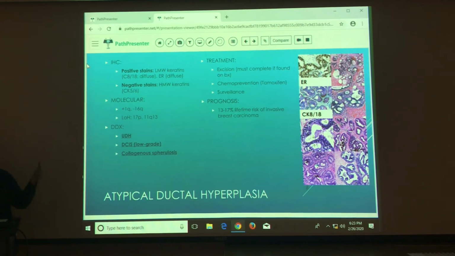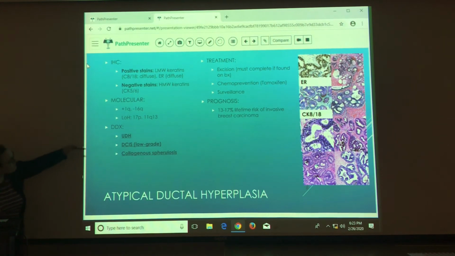So we do see the difference though, is that our prognosis is no longer 5 to 7%, right? It's 13 to 17% lifetime risk. I should have pointed out too that all these lifetime risks are for bilateral breasts, and over the entire length of a person's life.